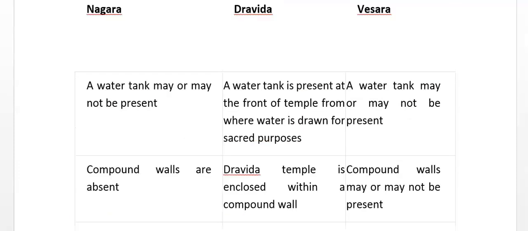Then again, the presence of a water tank may not be present in the Nagara style. It is not a compulsory feature of Nagara style, but in the Dravidian style of temple, the water tank has to be present for sacred purposes. And then again in Vesara style, it is not a compulsory feature.